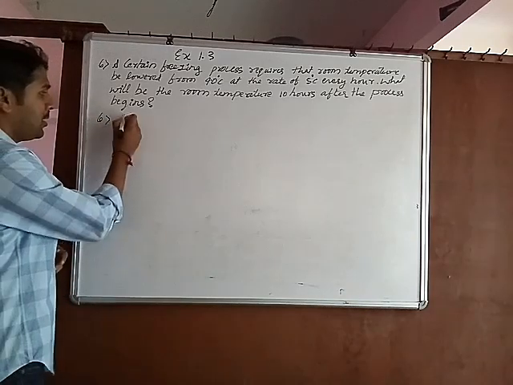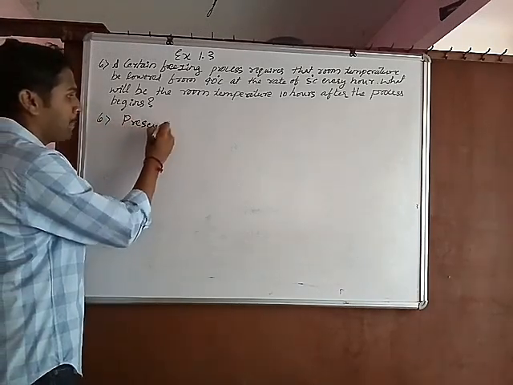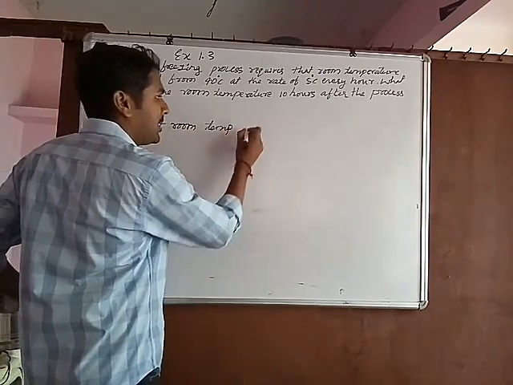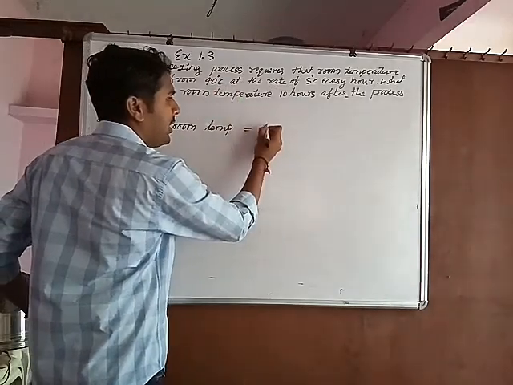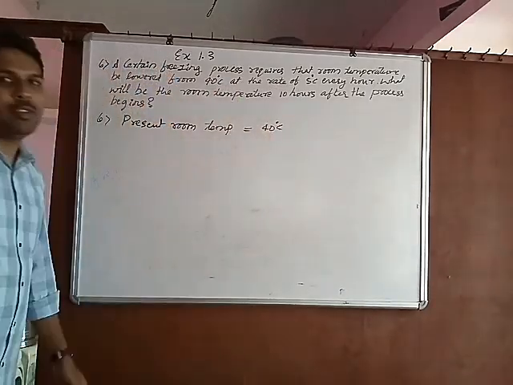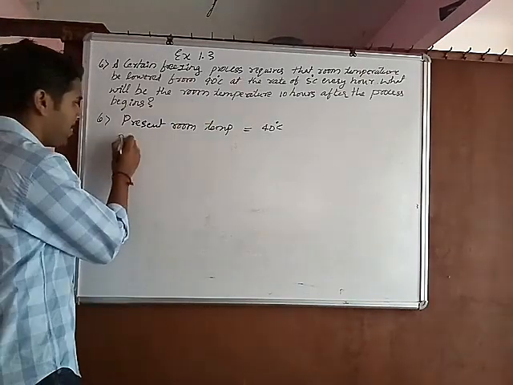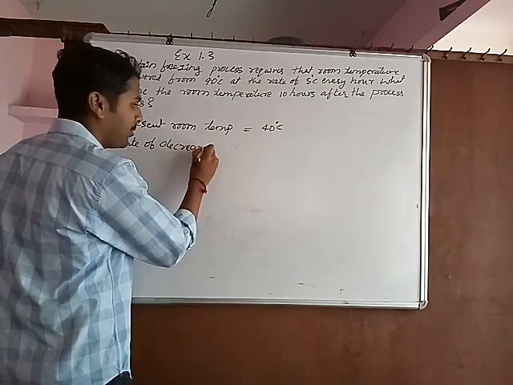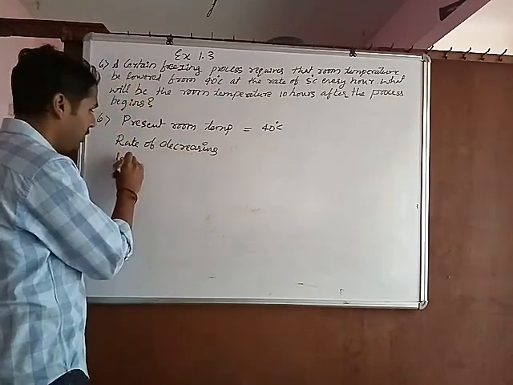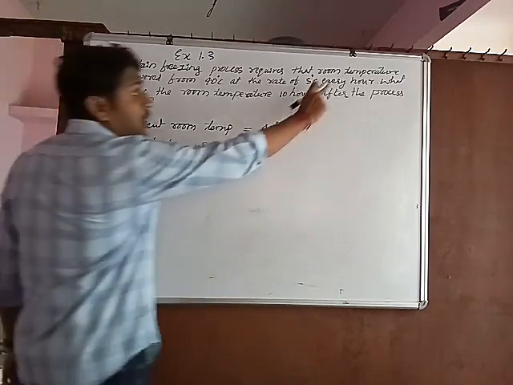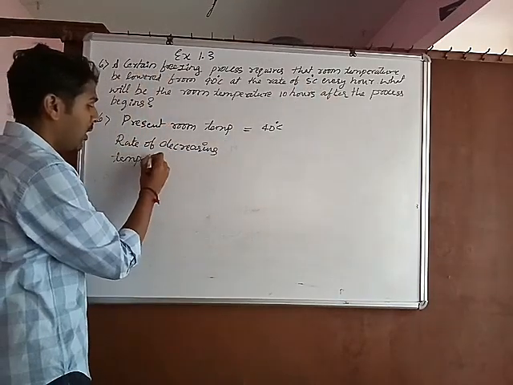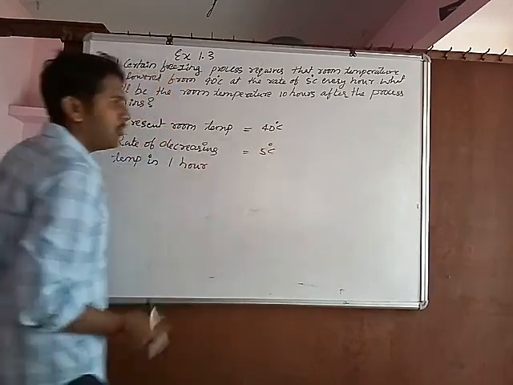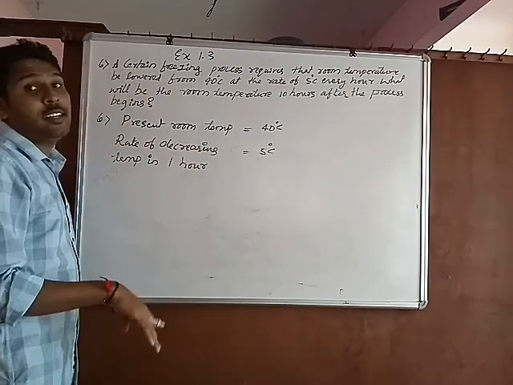Sixth one, present room temperature is how much? 40 degrees Celsius, no? Okay, and the rate of decreasing temperature in every hour, means in 1 hour, equals to how much? 5 degrees Celsius, no? For 1 hour 5 degrees Celsius is decreasing.